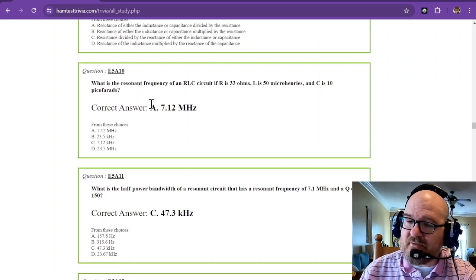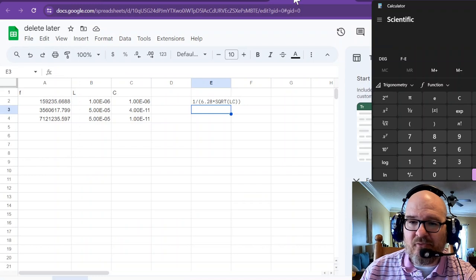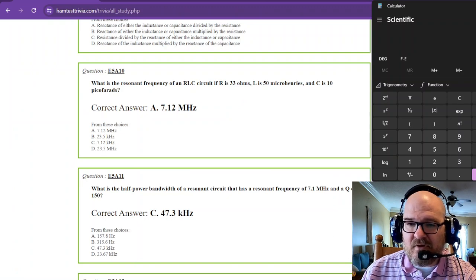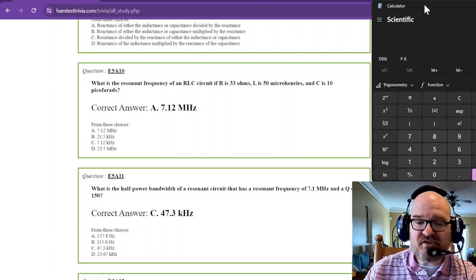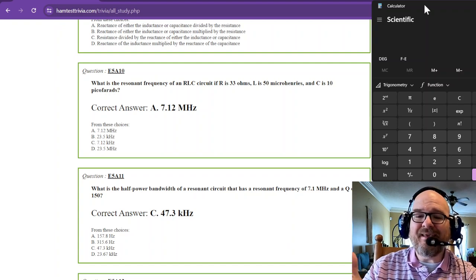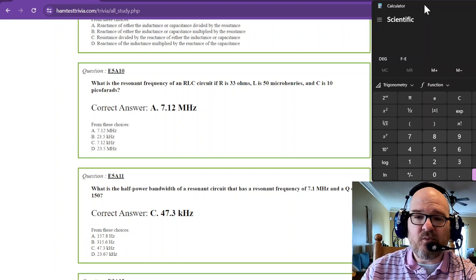All right, we got another math problem. Let's see how this works. Bring the calculator back. Okay, remember the formula is 1 divided by 2 pi, 6.28, times the square root of the product of L times C. So remember your scientific notation for this because you have to put it in Henrys and Farads. That's the way this formula works.